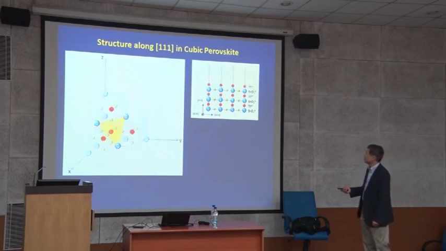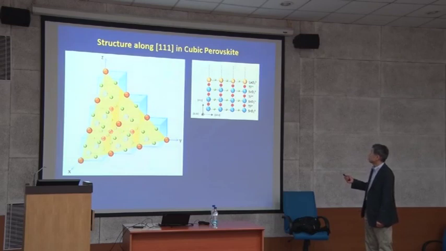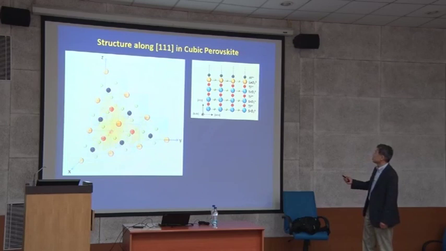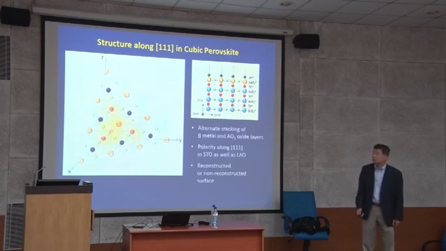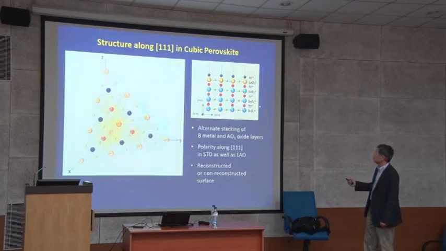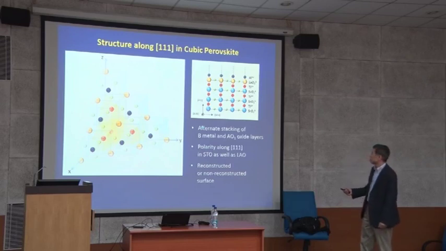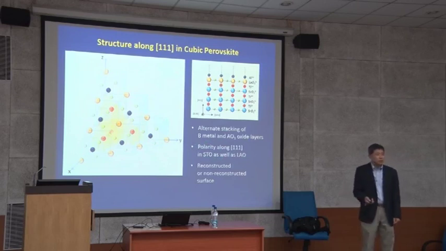When you go to lanthanum aluminate, same problem: lanthanum and oxygen 3. Lanthanum is plus 3 and oxygen gives minus 6, so that means minus 3. Then the next layer is aluminum, plus 3. So your stacking sequence here is minus 4, plus 4, minus 4, plus 4, and then minus 3, plus 3. So we call this a polar-polar interface, not a non-polar-polar interface. Okay? This is something interesting. With the alternating stacking, the polarity is different, and a reconstruction of this is predicted.